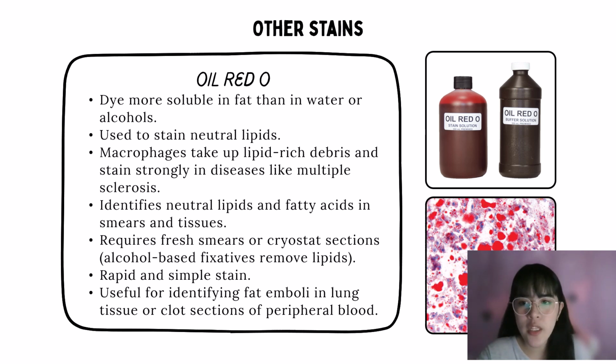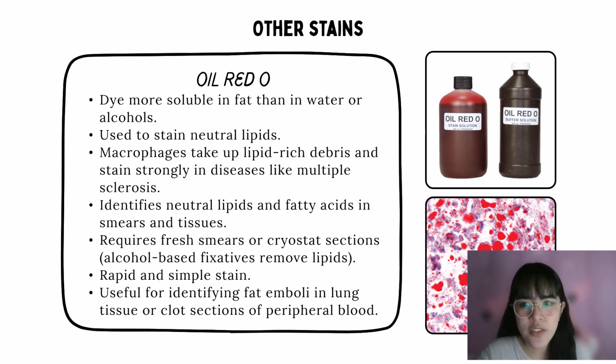Then we have oil red O. It is a dye that is more soluble in fat than in water or alcohol, hence it is used as a stain for neutral lipids. For example, when myelin is broken down in the CNS, in diseases such as multiple sclerosis, macrophages take up the lipid-rich debris and stain strongly with the dye. The oil red O stain can identify neutral lipids and fatty acids in smears and tissues.